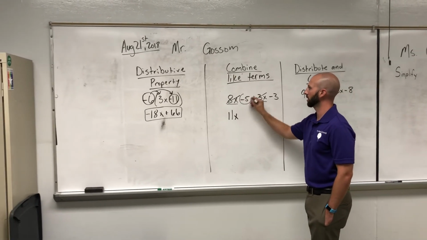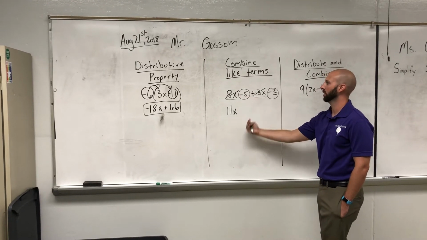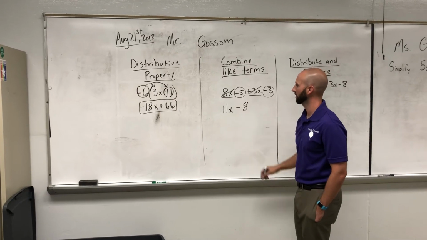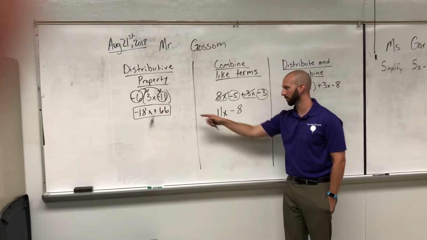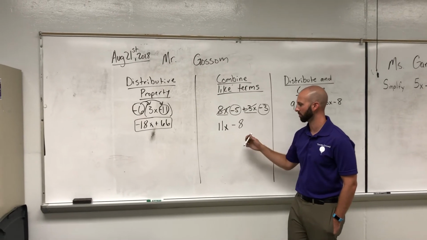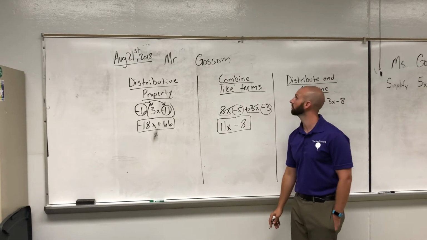Then we move to the numbers, which would be -5 minus 3, which would be -8. And then again, just like distributed property, we cannot combine like terms because these terms are not alike. So that would be your final answer.